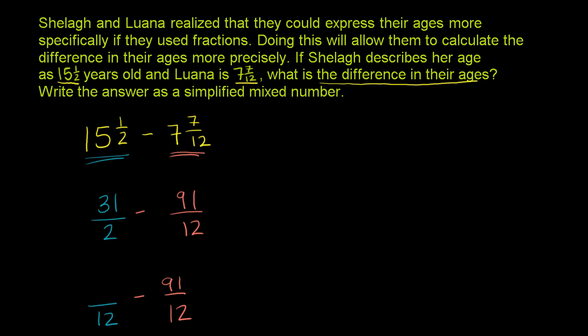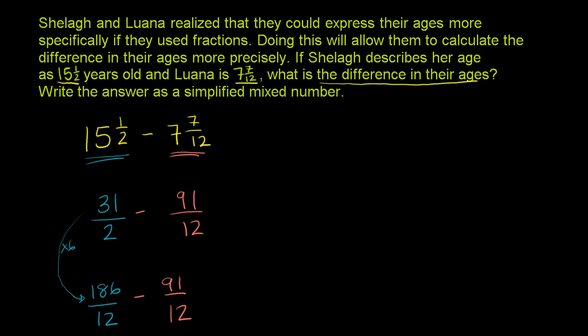91/12. Now, on the blue one, to go from 2 to 12 in the denominator, we have to multiply by 6. So we also have to multiply by 6 in the numerator. So if we multiply 31 by 6, what do we get? And you can even do this in your head. 6 times 30 is 180. 6 times 1 is 6. So it's going to be 186. And now we subtract.